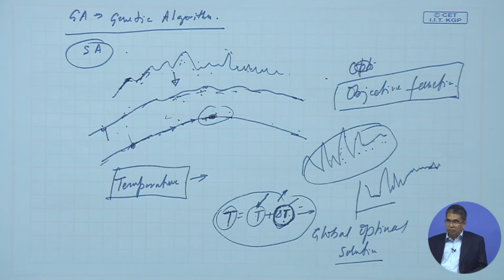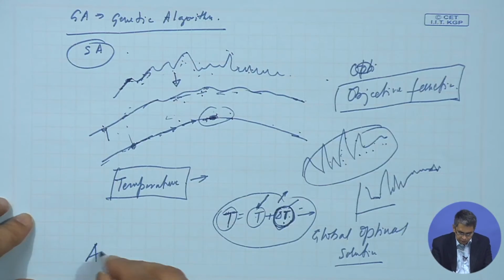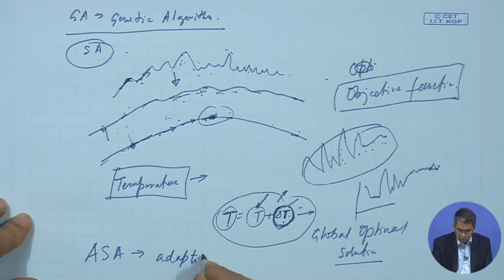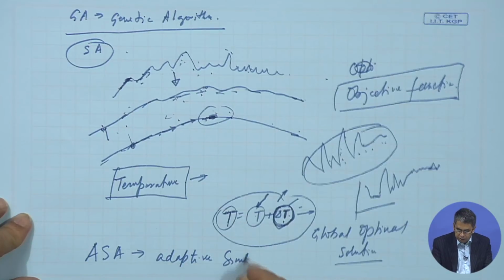I don't know what the best answer is because it is very difficult. There are some thumb rules given in some of these programs, but the thumb rules sometimes don't work. But how to choose T? To improve this, what we sometimes use now is ASA, which is adaptive simulated annealing.